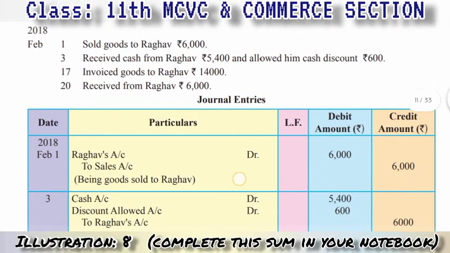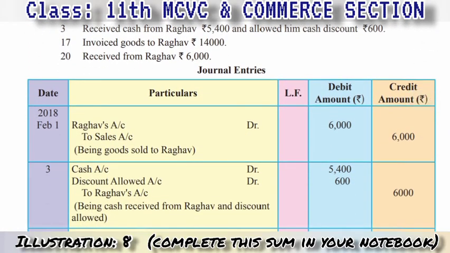So now, with the help of this illustration, we are going to conclude the things. On February 1st, 2018, sold goods to Raghav of rupees 6,000. On the 3rd, received cash from Raghav rupees 5,400 and allowed him cash discount of 600. Invoiced goods to Raghav is 14,000. And received from Raghav is 6,000. So this is all about the transactions of the month of February 2018.